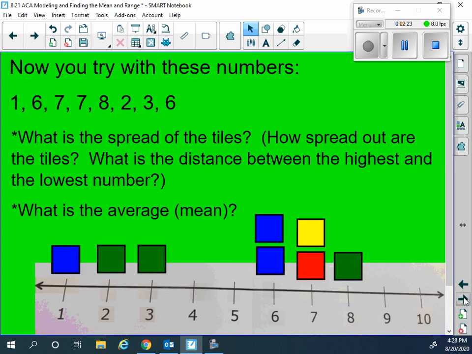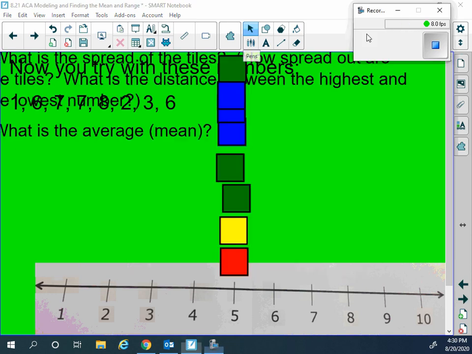Now you try it. So what I want you to do is draw a new number line in your ISN. Okay? And then go ahead and put the numbers at 1, 6, 7, 7, 8, 2, 3, and 6. And then go ahead and do it on your own. So if you're at home, you're going to pause the video and do that on your own. Okay. So if you did it correctly, you should have gotten them that they all stacked up on the 5. So that means that the average was 5, or the mean was 5.